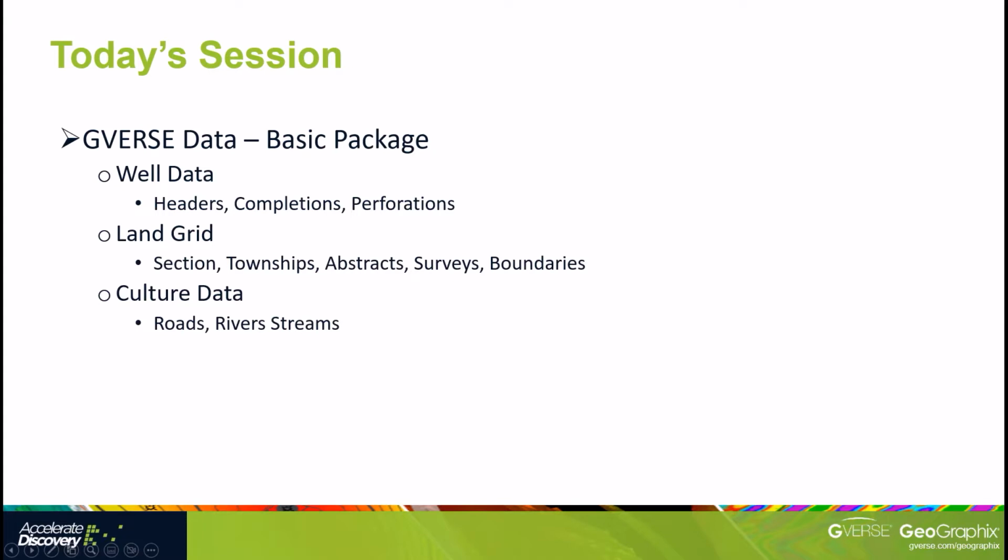And basically, what's included in the basic version, so there are 2 versions, basic and advanced. The basic version, which you do get for free with your new purchase or your rental renewal, includes well data, so headers, completions, and perforations. It includes land grid, basic land grid, like sections, townships, abstracts, surveys, and boundaries. And it also includes some basic cultural data, roads, rivers, and streams.